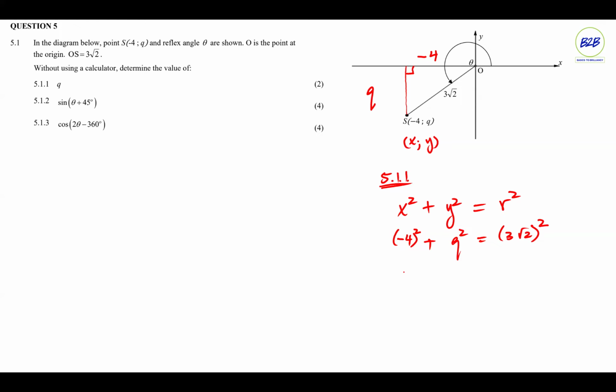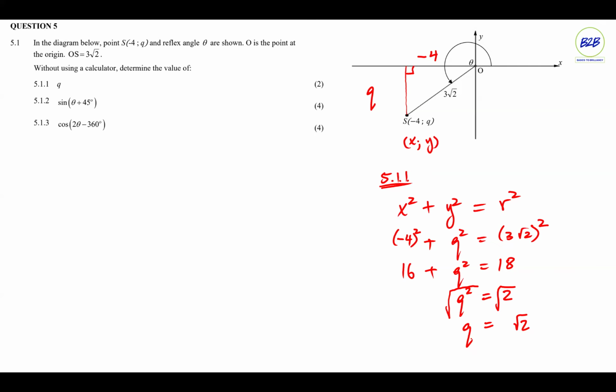-4 all to the power 2, that will be 16. Q squared is Q squared. 3 root 2 all squared, that will be 18. And then we take the positive 16 from the left-hand side to the right-hand side of the equation, and we get -16. 18 minus 16 gives us 2. And then we take a square root on both sides of the equation. We then get, from your calculator, a square root of 2.